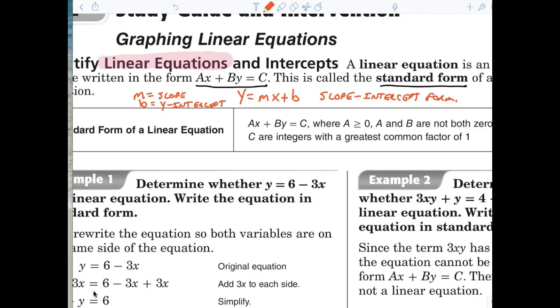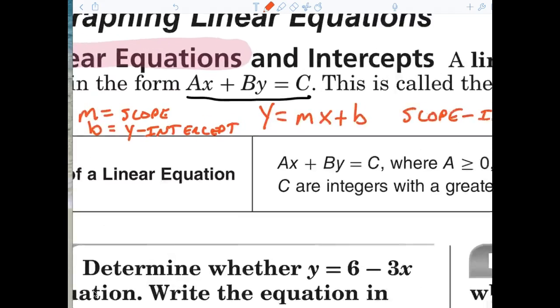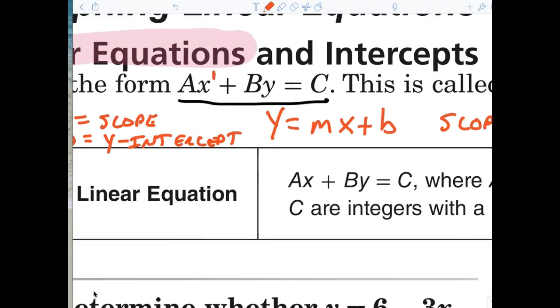So basically, I want to remind you also that this is to the first power and this is to the first power. And notice how the x and y are separated by addition or subtraction. So that's how you tell.